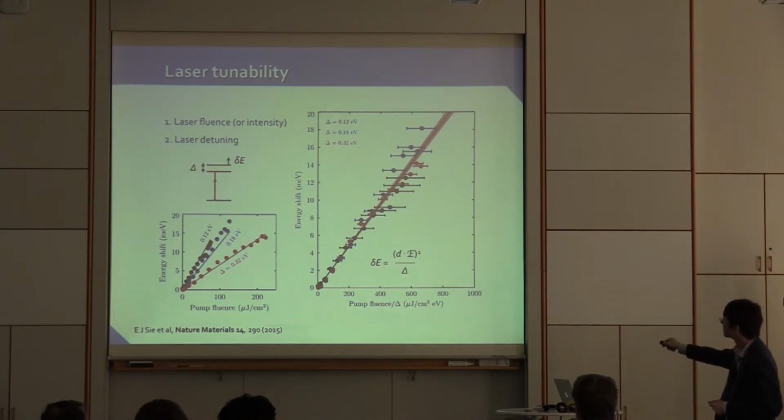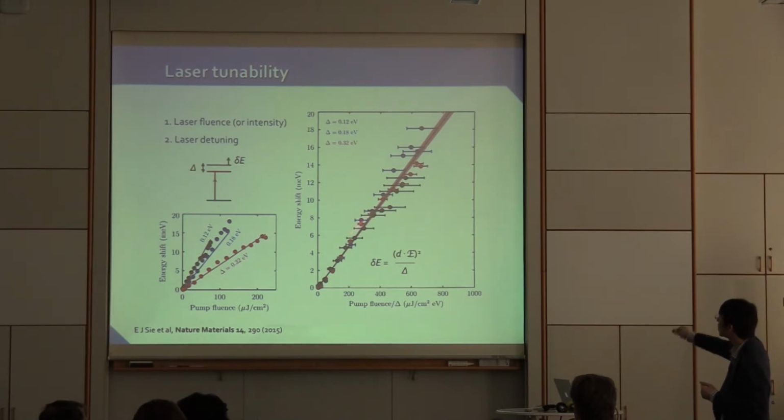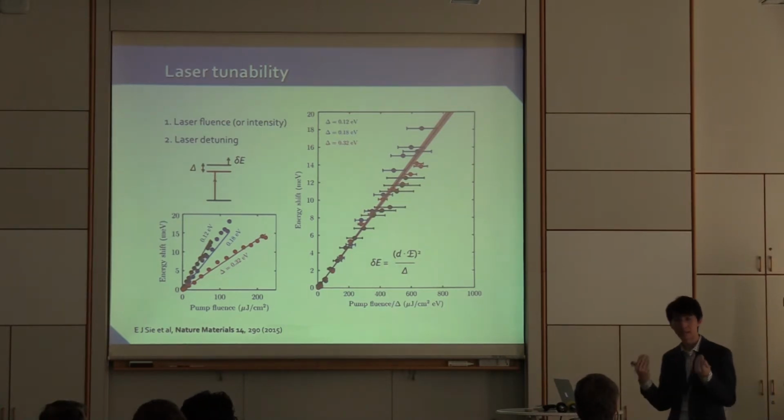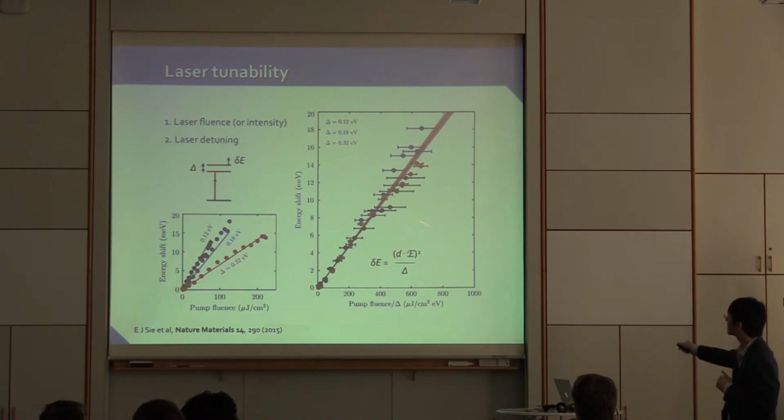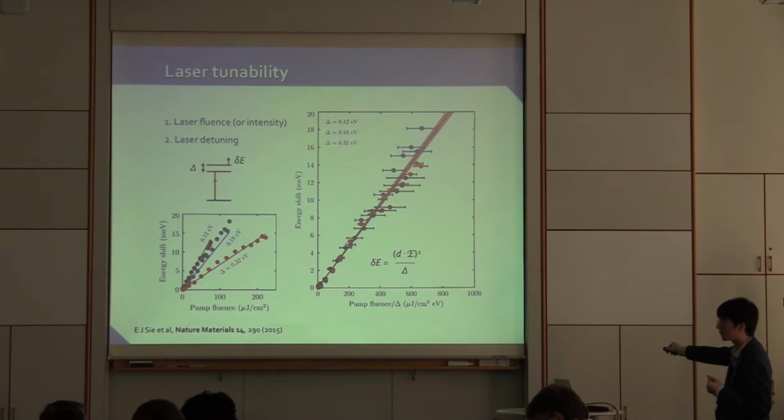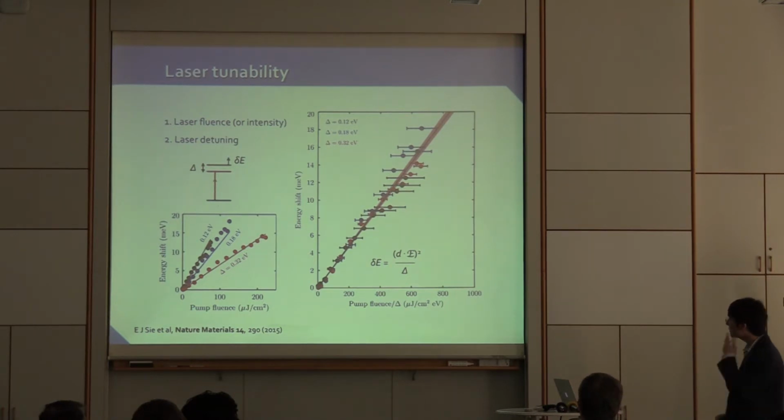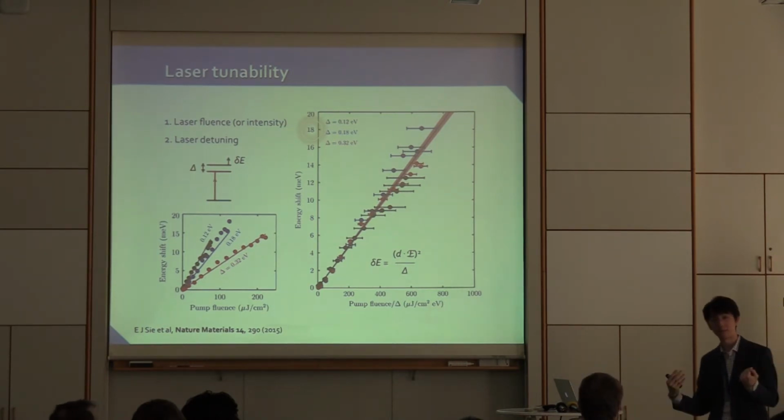Now, if we have the same data and the same energy scale, but the x-axis is changed to pump fluence over detuning, then we can see that all the data fall onto the same slope. This is in excellent agreement with the optical Stark effect, which means that the energy shift is proportional to the light intensity of the pump and inversely proportional to the detuning. So this is good. And the nice thing is that we can shift the energy levels by about 18 meV, which is large.